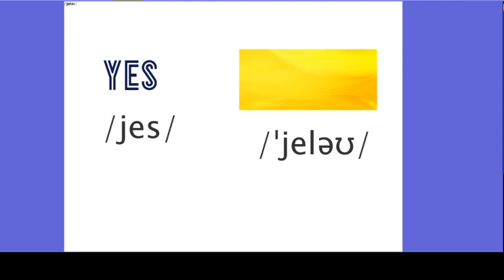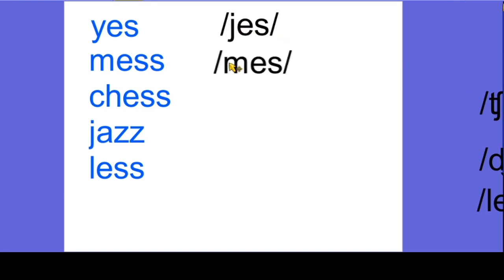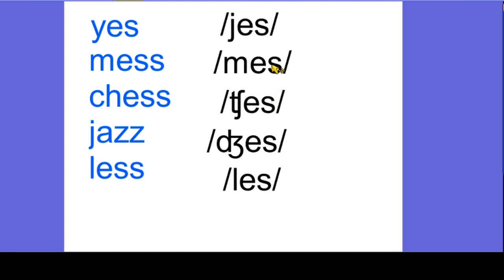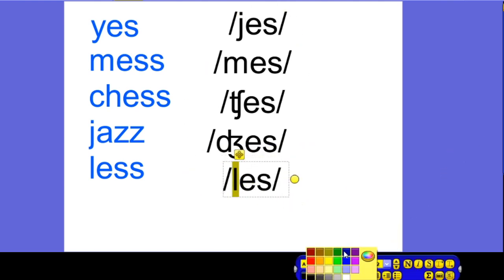And why is that? If you analyze this word here, "yes," and these other words here, "mass," "chess," "jazz," "less," let's analyze their phonemic transcriptions. You have here yes, you have mass, you have chess, you have jazz, you have less. So you see that all of them are equal except for one tiny sound. So all of them are minimal pairs. So the only difference here is the phoneme "la."